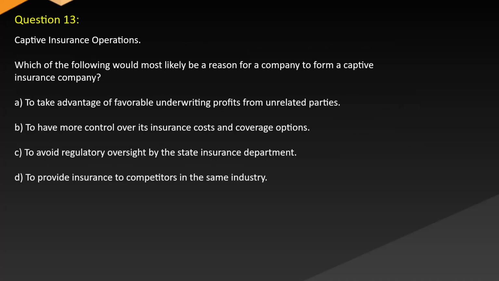Question 13. Captive insurance operations. Which of the following would most likely be a reason for a company to form a captive insurance company? A. To take advantage of favorable underwriting profits from unrelated parties. B. To have more control over its insurance costs and coverage options. C. To avoid regulatory oversight by the state insurance department. D. To provide insurance to competitors in the same industry.